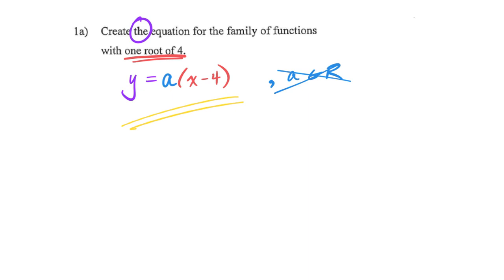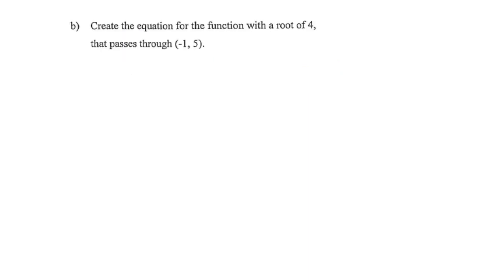So hopefully not too bad, and you're looking at that and probably going, okay, this isn't too bad. I think I got an idea. Okay, let's take a look at problem B. Problem B is now going to ask you to create the equation for the function with a root of 4, which we just did. But now I'm asking you to make sure that it passes through that point.